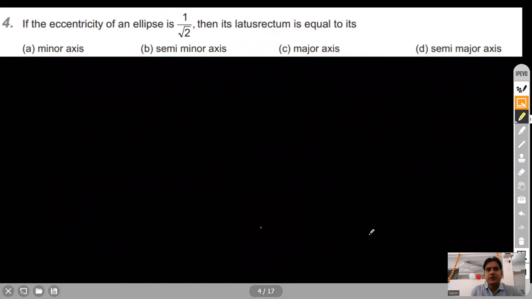Now let's take the next question, question number 4. If the eccentricity of an ellipse is 1 by root 2, then its latus rectum is equal to. Eccentricity for the ellipse is given as 1 by root 2, and we have to find its latus rectum. So what is latus rectum basically? Latus rectum is 2 times b square upon a, right?